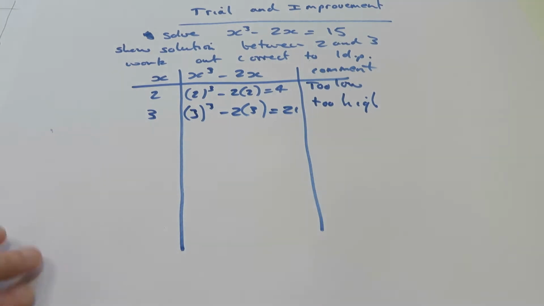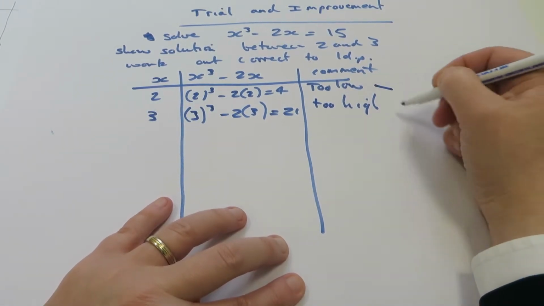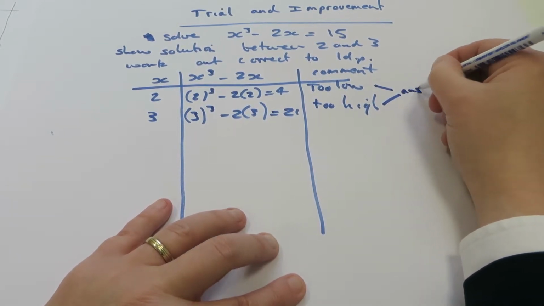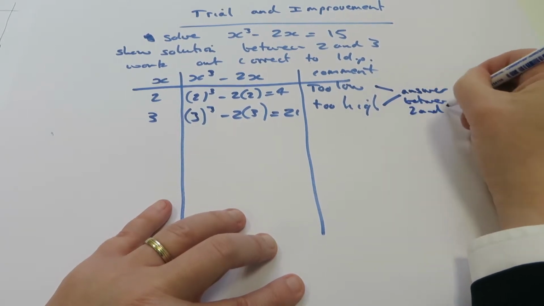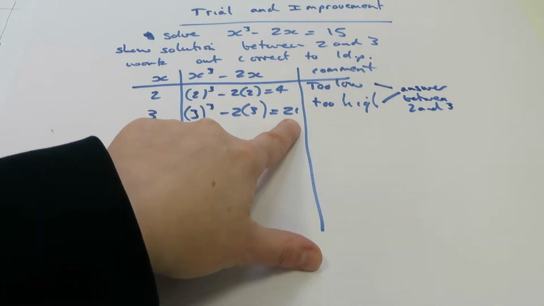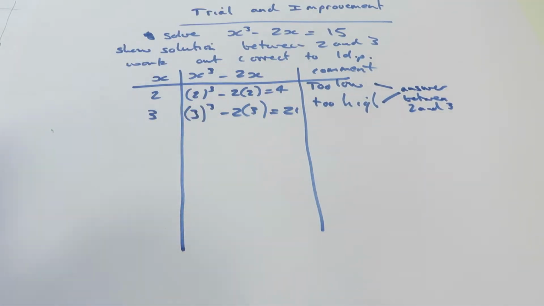Now in an exam you would then write that because 2 is too low, and 3 is too high, then the answer lies between 2 and 3. But then the question goes on to say, well actually, can you work this out correct to one decimal place? So generally, it's good to try somewhere near the middle. Although my theory is that actually if that's 21 too high, that's much closer to 15 than 4 is.